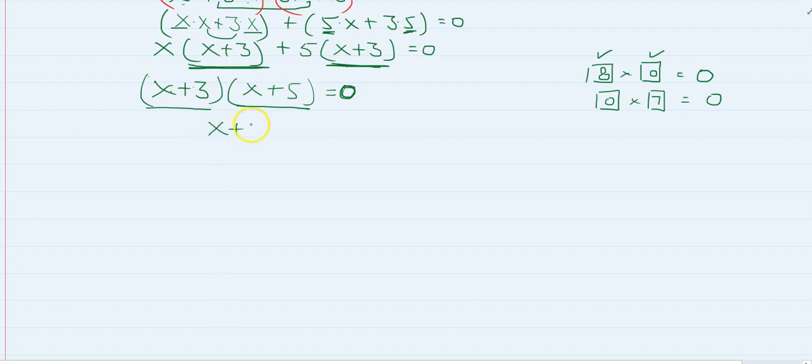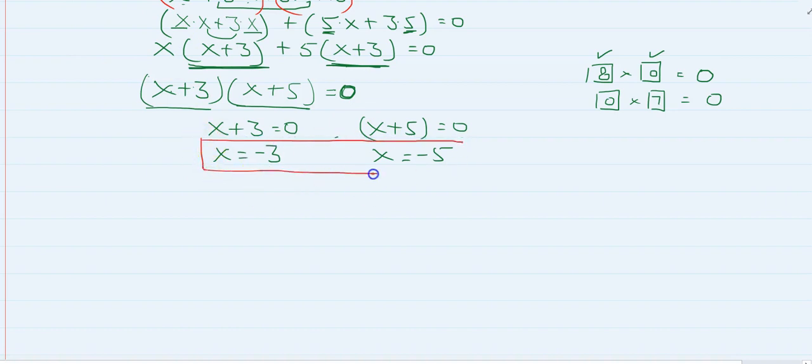So let us assume x plus 3 is equal to 0. So x will be negative 3. And if x plus 5 is equal to 0, then x will be negative 5. So this is the solution of our quadratic equation. So we have got two values. X is negative 3 and negative 5. So this may be our graph for that. So these are the two values.